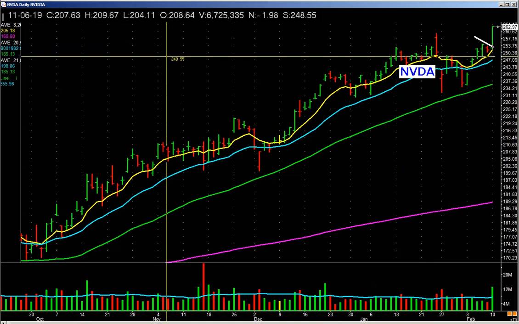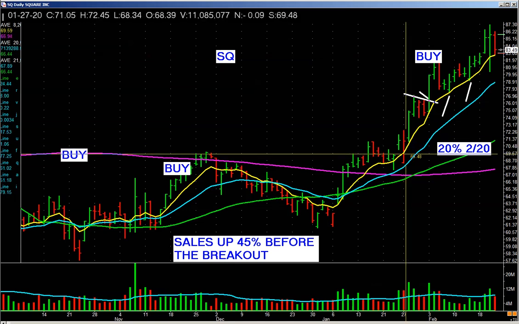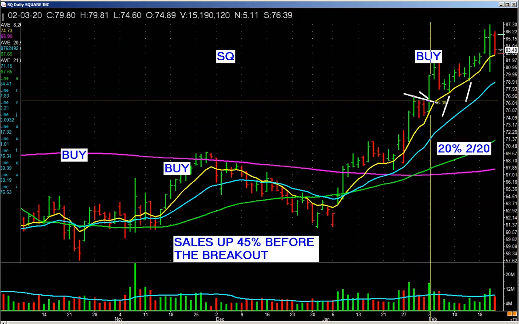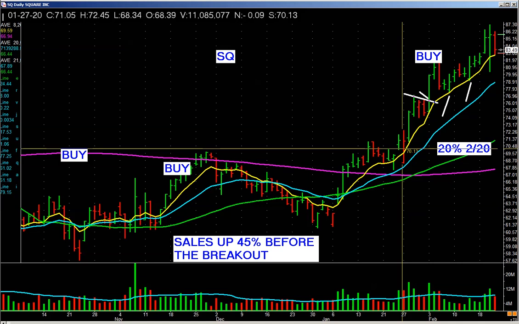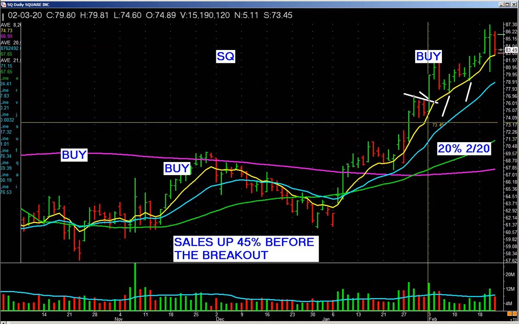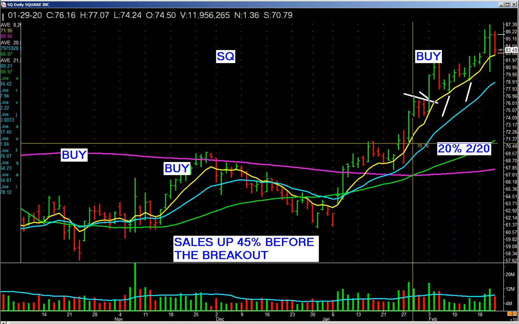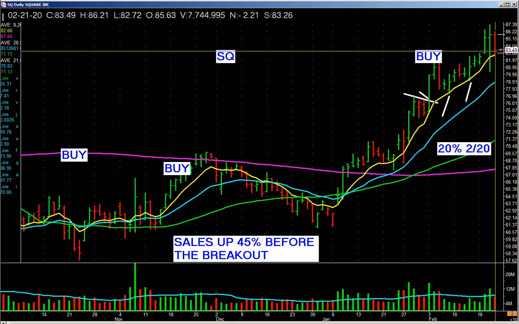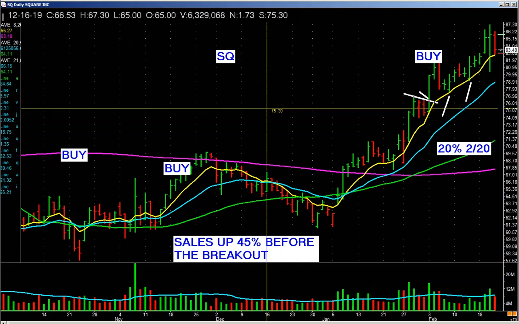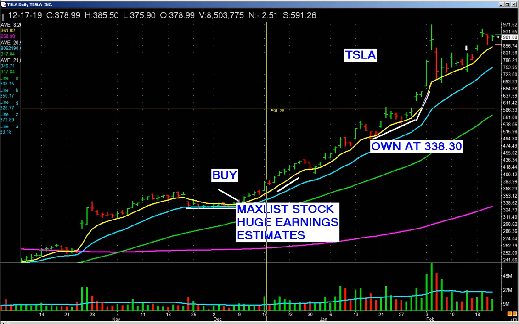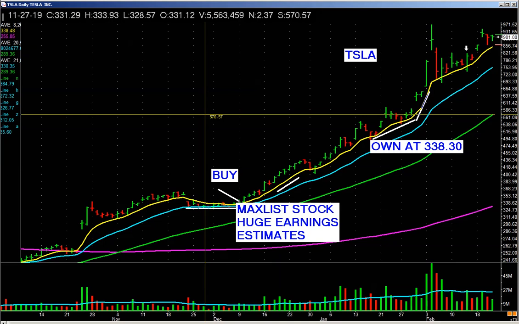All right? Square. Look at Square. Entry right here. You could add an entry right here. Gapping through here. Above the 8, above the 8. This whole move, folks, this whole move, this stock has not closed below the 8-day. You get my point. And then Tesla.